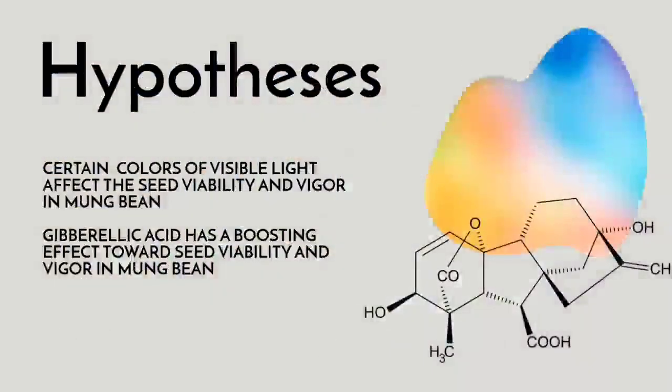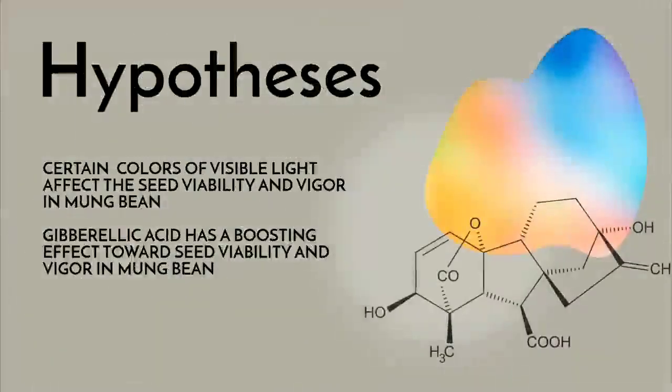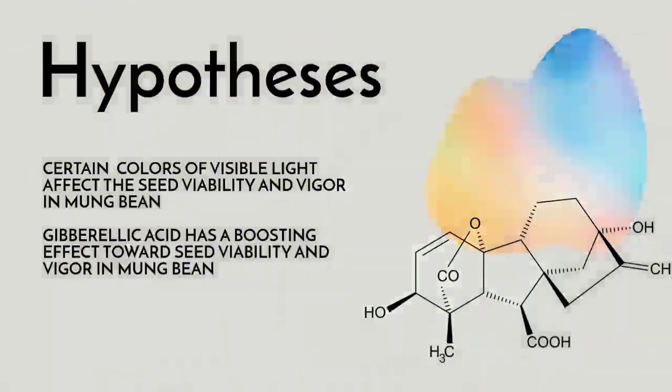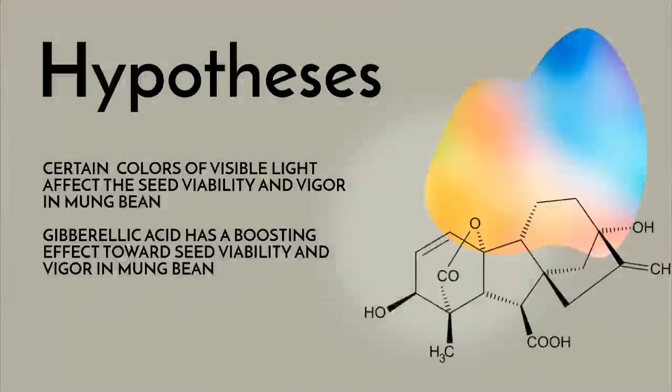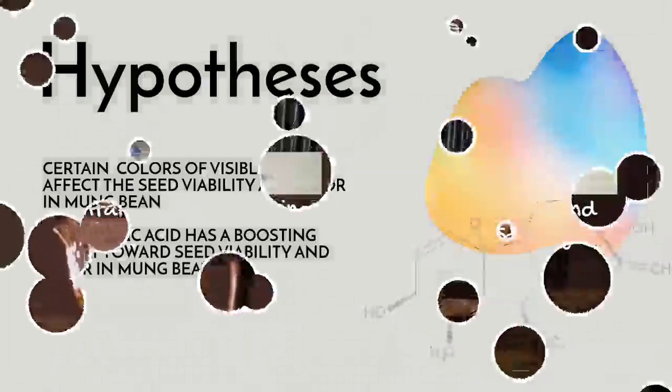Hypothesis. Certain colors of visible light affect the seed viability and vigor in mung bean. Gibberellic acid has a boosting effect toward seed viability and vigor in mung bean.